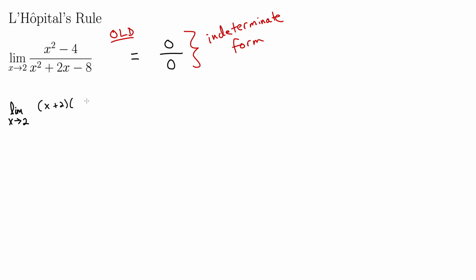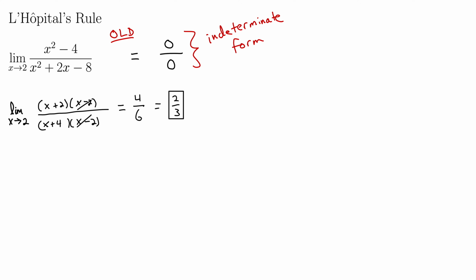Up top we get x plus 2, x minus 2, all over, down below, let's see, how does that factor? I'm thinking x plus 4, x minus 2. And there we get our cancellation. We now try the limit again, and indeed we get 4/6, which simplifies to 2/3. Okay, that's the old way.